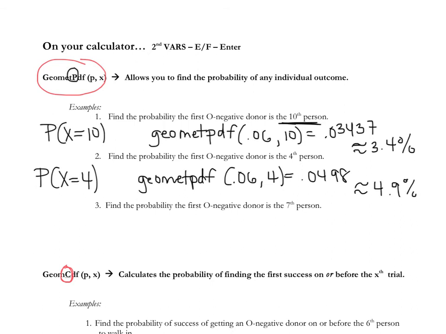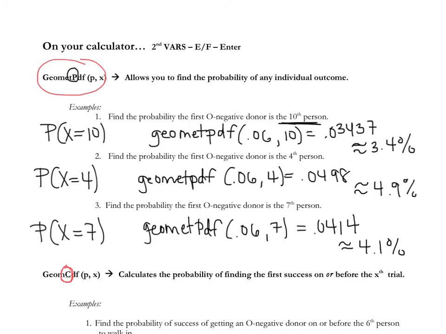Find the probability the first O-negative donor is the 7th person. Go ahead, hit pause, and then check your answer with my work. Hopefully you got 4.1%.